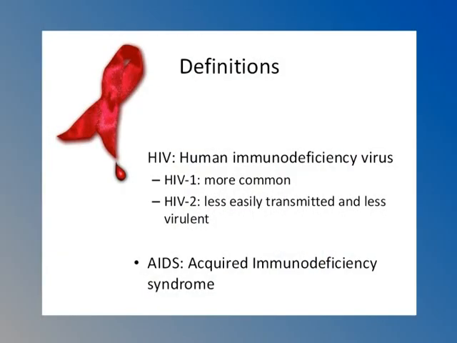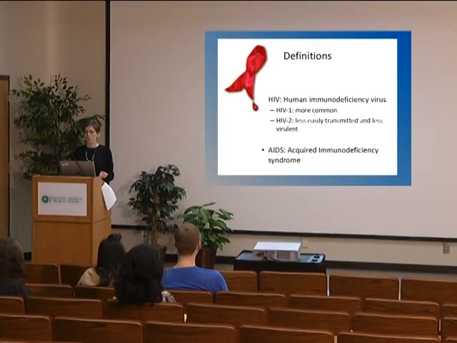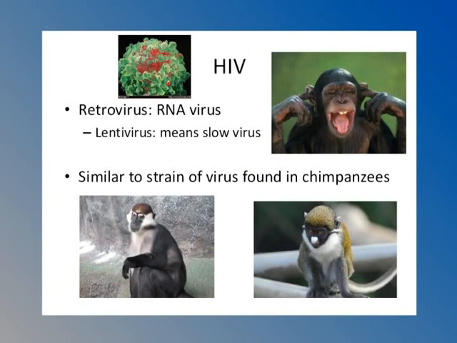And then AIDS is acquired immune deficiency syndrome, and it's acquired because people aren't born with it. I don't know if you remember the bubble boy. You guys heard of the bubble boy? So he was born with his immune deficiency. So it's not acquired, it's congenital, just to give you a little bit of difference in why we use those terms.